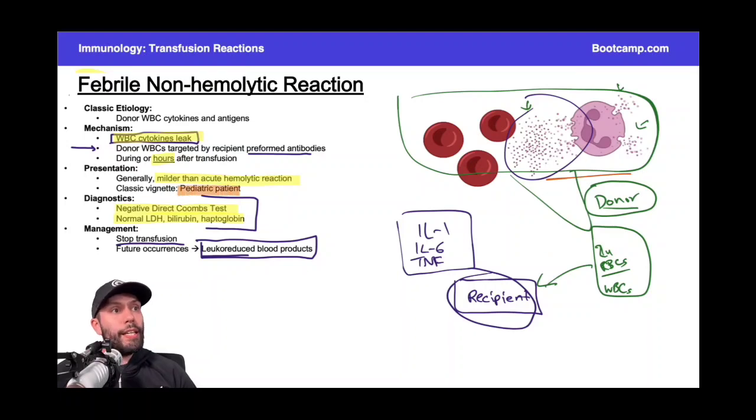Well, the key vignette is usually going to be about a pediatric patient. That's classically how these are asked about. So look for a younger age patient in general that ends up having a fever, but has relatively normal labs. That will be very classic for this presentation. So just kind of keep that in mind. A little bit different from what we talked about previously.